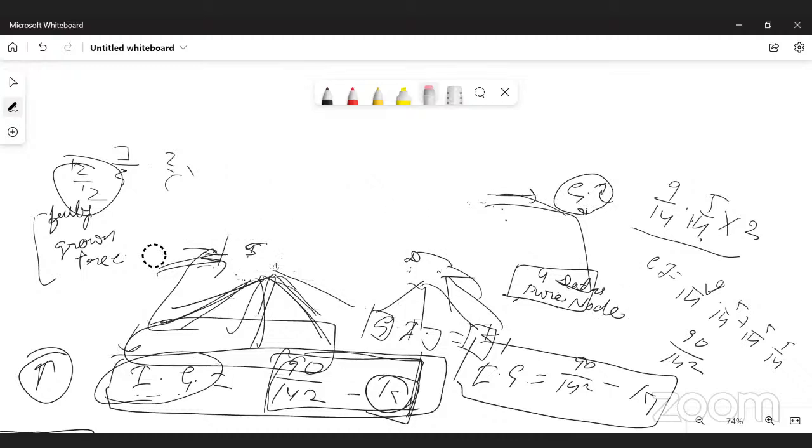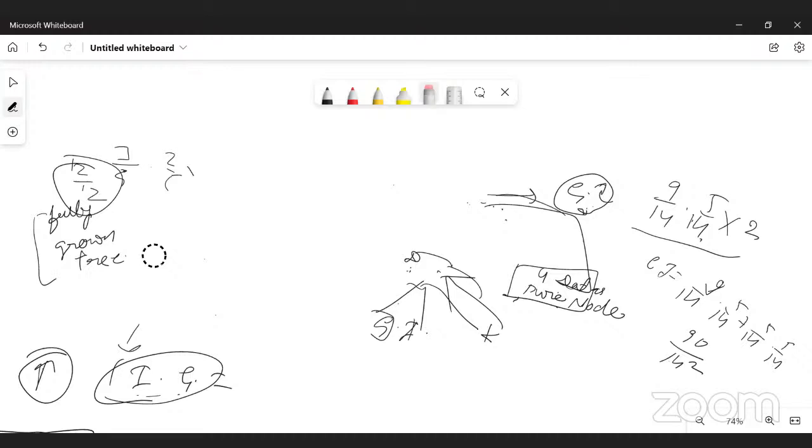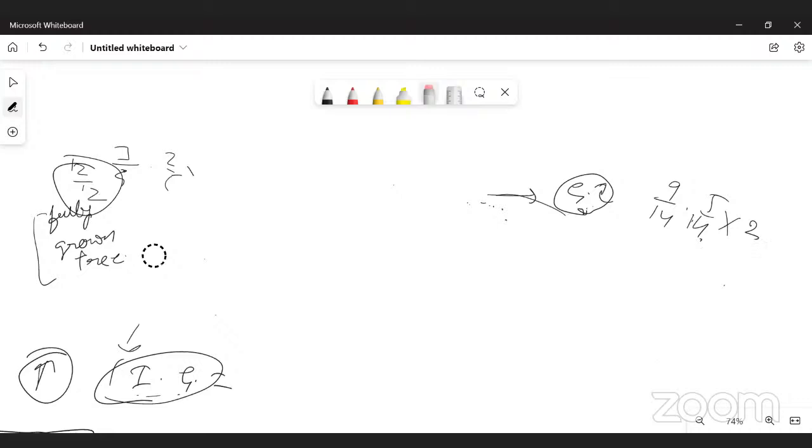Clear? Yes, sir. So based on the Gini index, we are splitting this. We are deciding which features to take, based on the Gini index. Information gain is also used for the same.